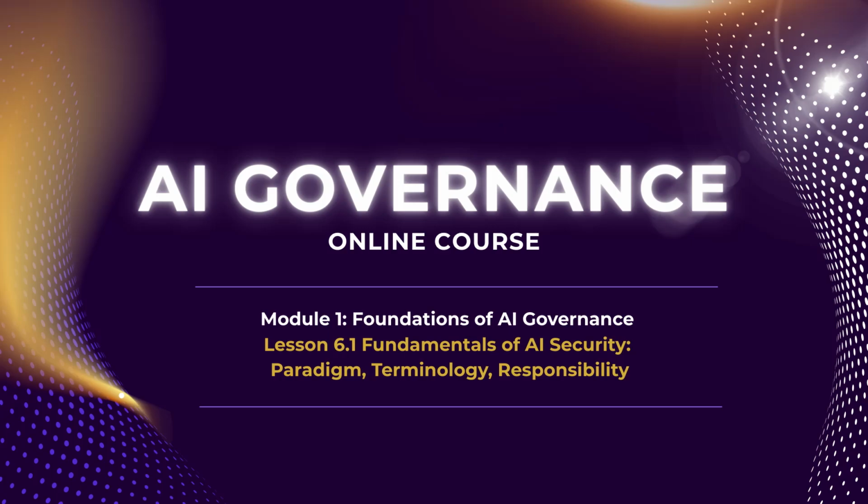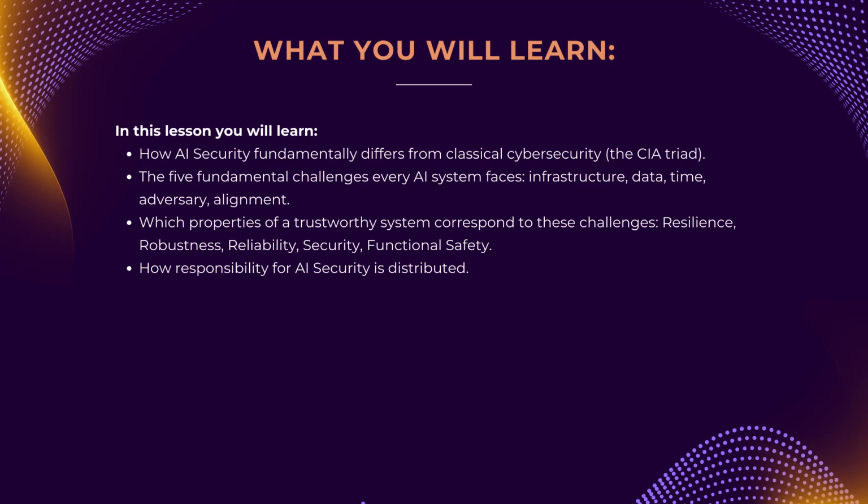In this series, we will examine how AI security differs from classical cybersecurity, what unique threats it brings, and which technical and governance instruments help turn risks into a manageable system. In this first lesson, we lay the foundation. We compare cybersecurity and AI security, highlight 5 key challenges, and link them to the core properties of a trustworthy system. We will conclude the lesson by discussing the distribution of responsibility.